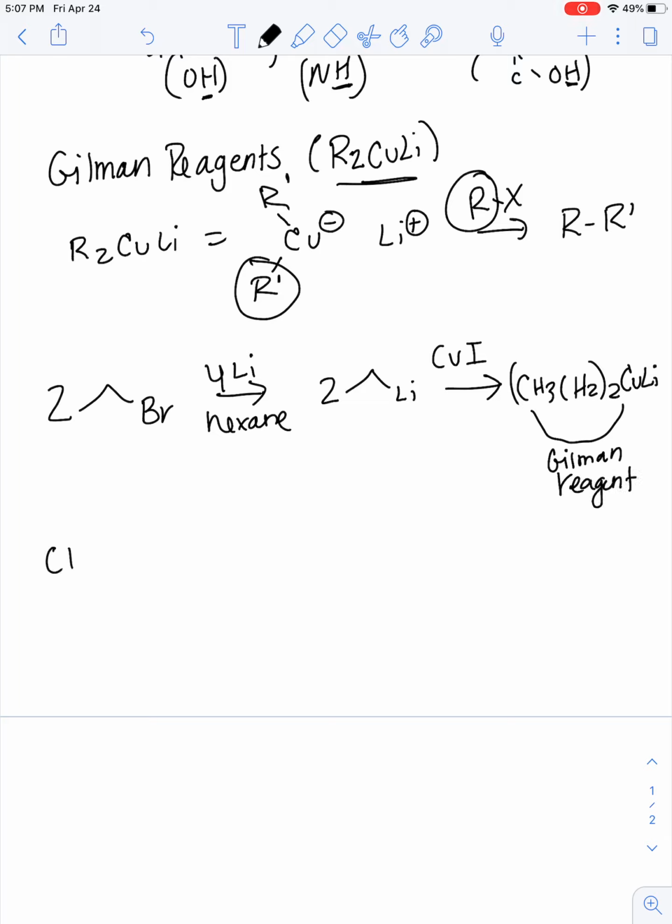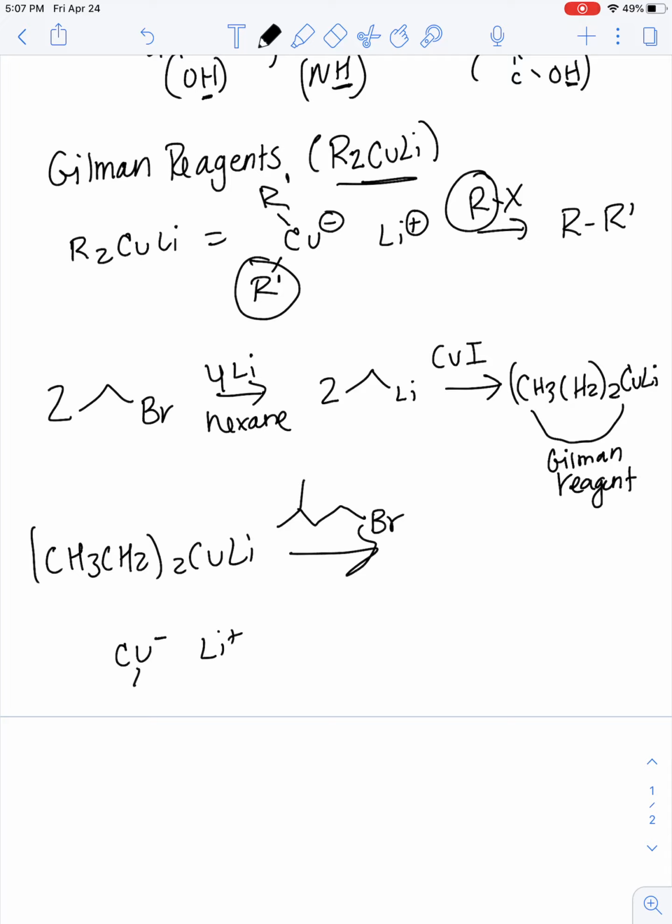When we take that Gilman reagent and we react it with our alkyl bromide or alkyl halide, it can be bromine, chlorine, iodide, all of these halides will work. So what we have, if you think of this, we have copper minus lithium plus, and then we have a CH2CH3 coming off this, another CH2CH3 coming off of it. So what we would end up with is going to be this product right here.